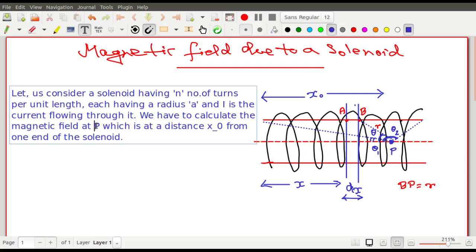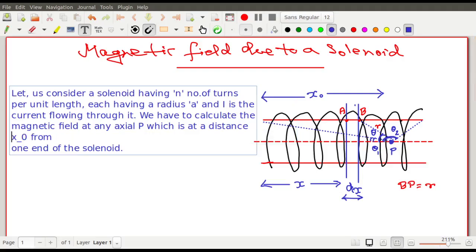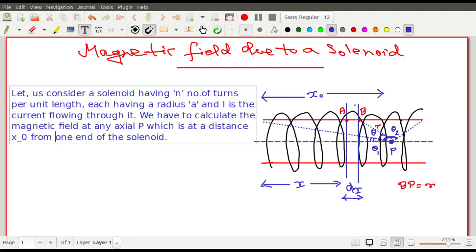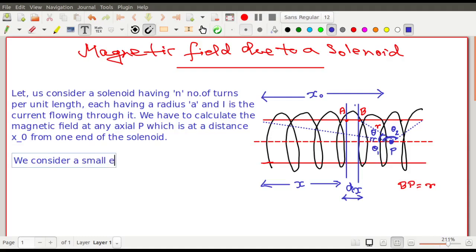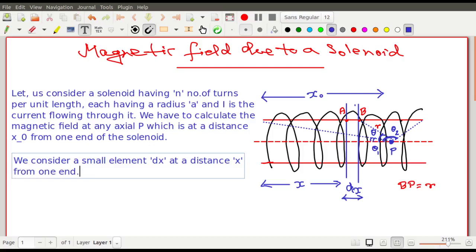We are interested to calculate the magnetic field at any axial point. Okay, so axis এর উপরেই আমরা বের করব. We will find it on the axis only. Now it is very interesting to note that, for this particular purpose, we consider a small element dx at a distance x from one end.